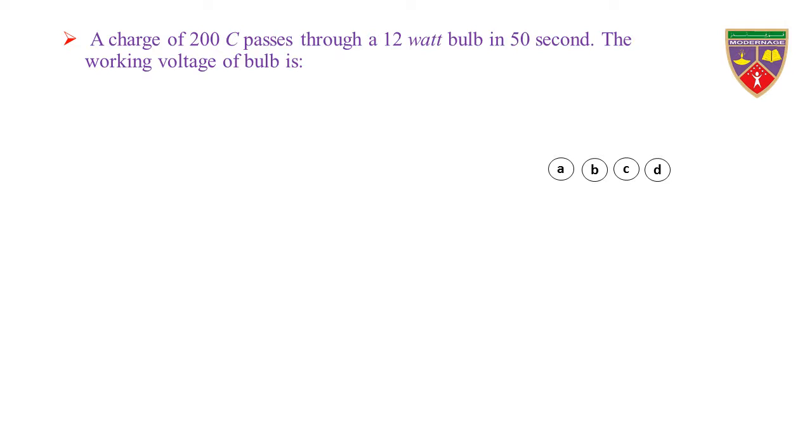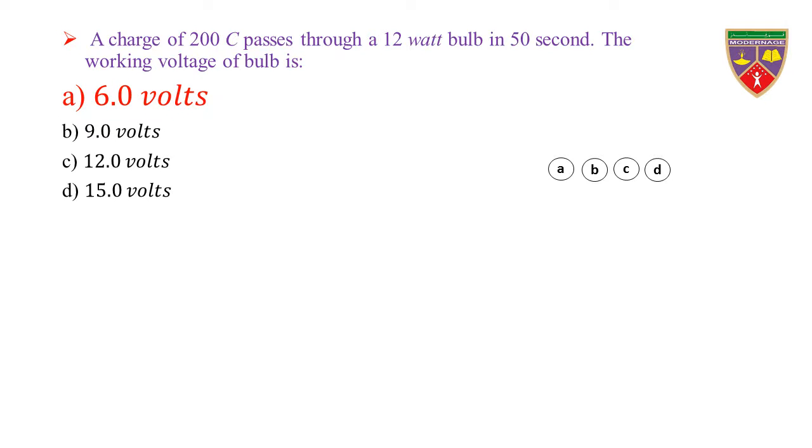A charge of 200 coulomb passes through a 12-watt bulb in 50 seconds. The working voltage of the bulb is: option A, 6.0 volts; B, 9.0 volts; C, 12 volts; D, 15 volts. The key is 6.0 volts. Therefore, the correct option is A.